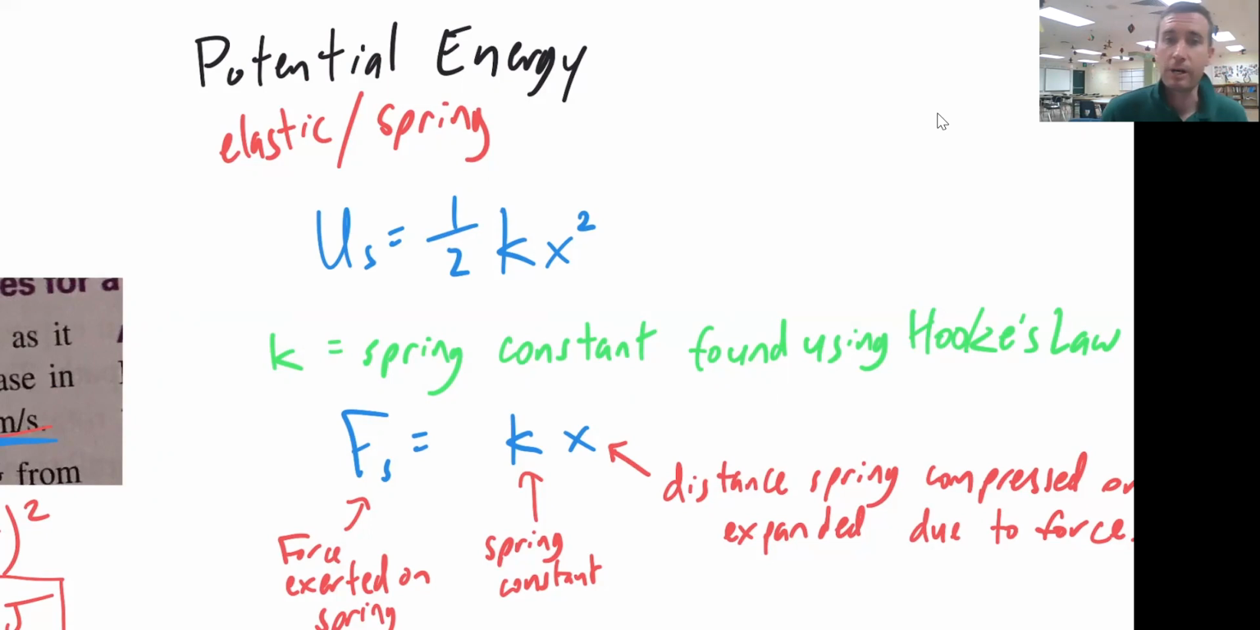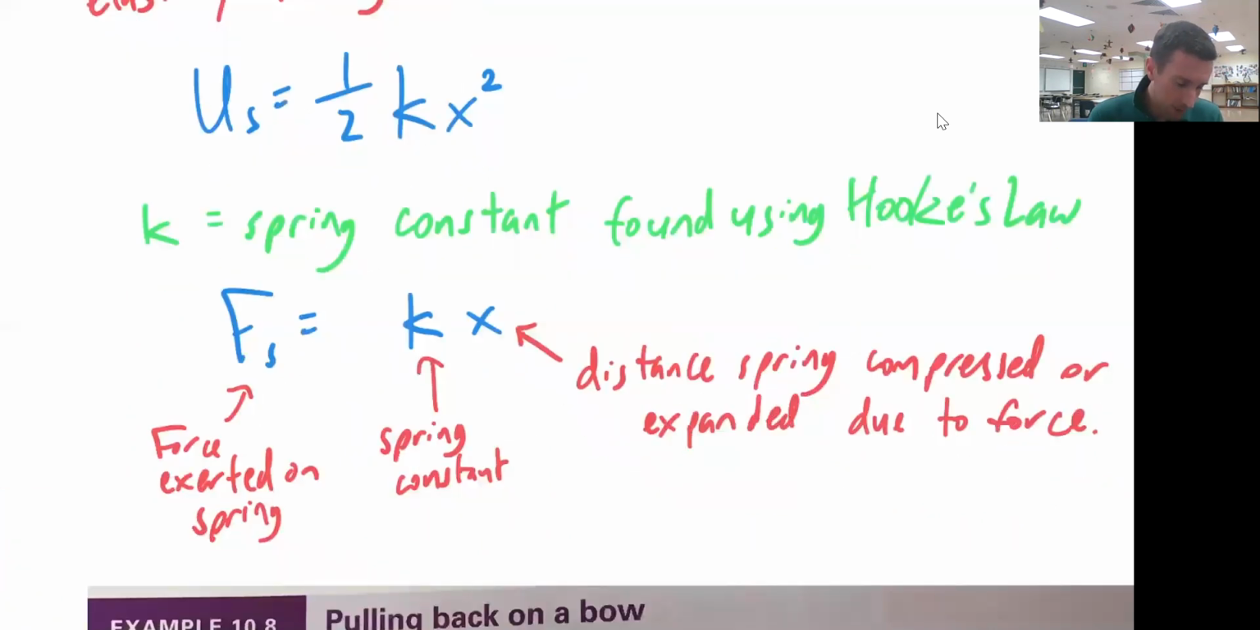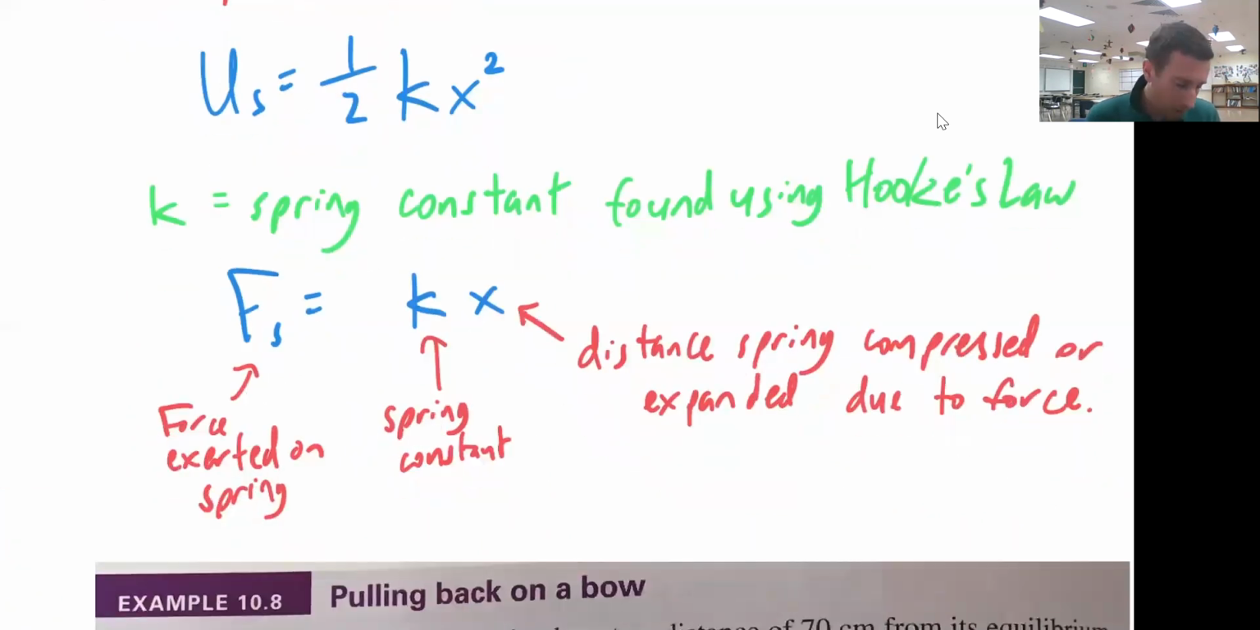The equation for spring potential energy is 1/2 kx squared. So x is pretty obvious. That's the change of distance or change of displacement. k is the spring constant, and you can find the spring constant using something called Hooke's law. Hooke's law states that the force exerted on a spring is equal to the spring constant times the distance that the spring compresses or expands due to that force. We can also say that's F equals kx.